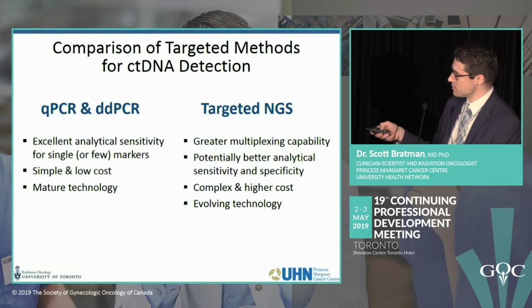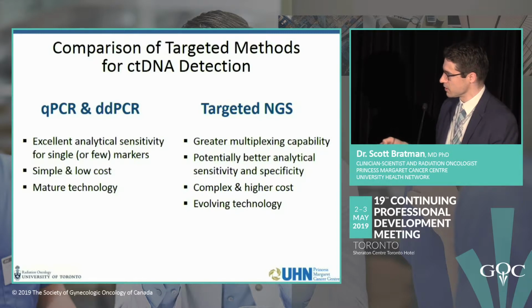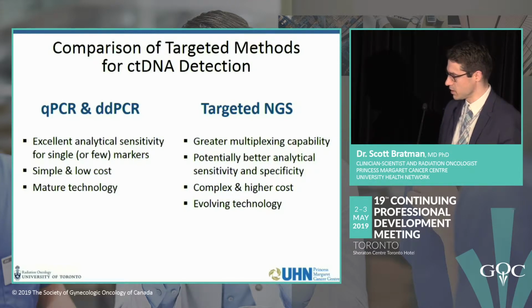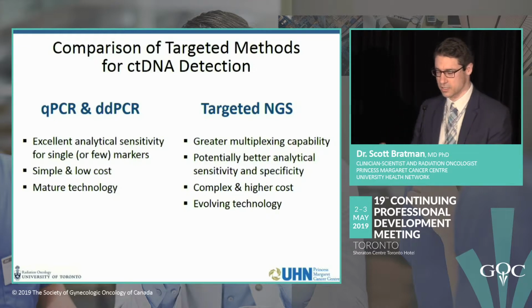So in general, the differences between the PCR-based approaches and the targeted NGS approaches are shown here. PCR has the potential to provide excellent analytical sensitivity for one or maybe a couple of markers simultaneously. It's generally simple and of low cost, and there are mature technologies. Targeted NGS, on the other hand, has the main advantage of greater multiplexing capabilities. With that comes the potential for better analytical sensitivity, but there are also some trade-offs, such as more complexity of the assays, higher cost, and these are evolving technologies that aren't in the clinic quite as much.